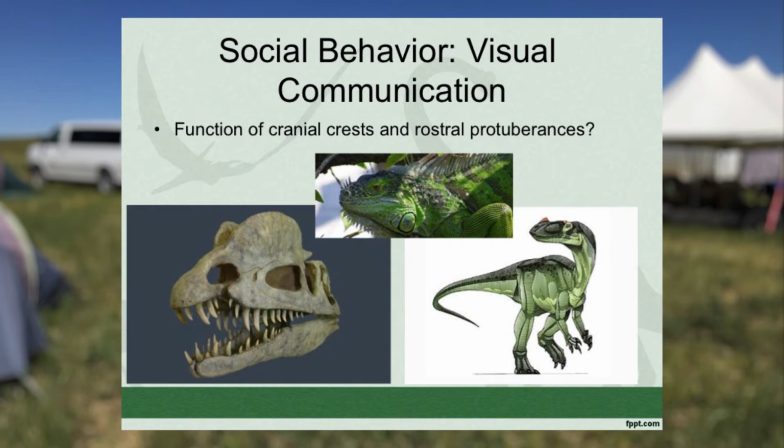So let's look at modern animals. Rostral protuberances on a green iguana. It's used for mating. Right? The bigger males have the larger protuberances on their nose. So dinosaurs probably used the same thing. Displayed health. The bigger males may have had larger crests. Defend territories, attract mates. We don't really know, but we can only guess based on what we see today.